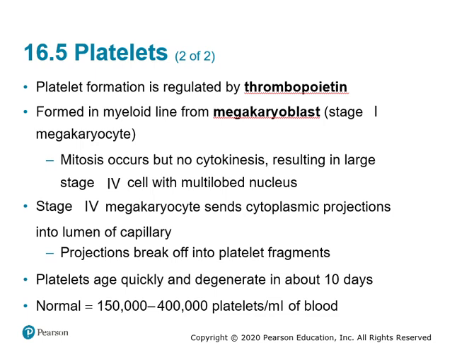And it's these fragments of the megakaryocyte that we call platelets, but since they're just small pieces of a cell, they age quite quickly, and they degenerate in about 10 days. So they last even less than red blood cells, which last for about 120 days. But a normal amount of platelets to have in your blood is about 150,000 to 400,000 platelets per milliliter of blood.